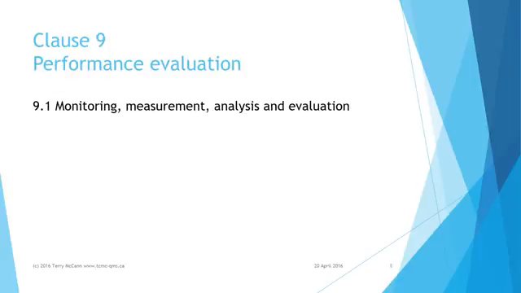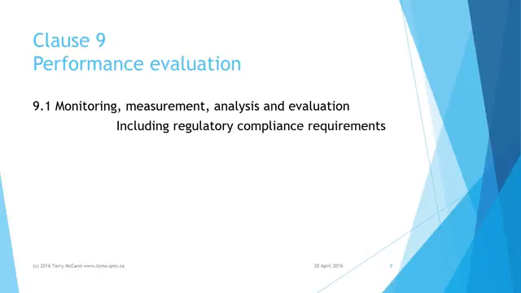Clause 9 requires that an organization shall monitor, measure, analyze, and evaluate its environmental performance and the effectiveness of its EMS, planning what, when, and what methods to use for measuring. Special attention must be paid to evaluating regulatory compliance requirements and taking appropriate action when necessary.